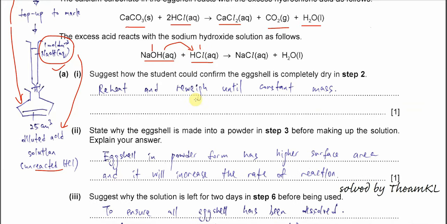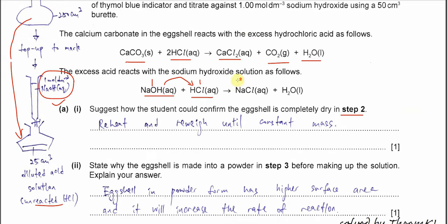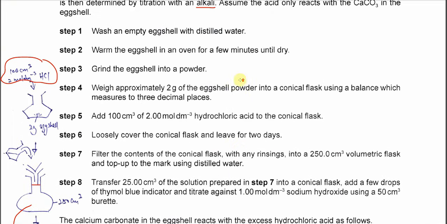Now let's start with part A1. Suggest how the student could confirm the eggshell is completely dry in step 2. Let's go back to step 2. Step 2 is that the eggshell is warmed in an oven until it's dry. The oven is at a lower temperature than the furnace or Bunsen burner, so it's better to dry the eggshell or the compound in an oven rather than by direct heating.